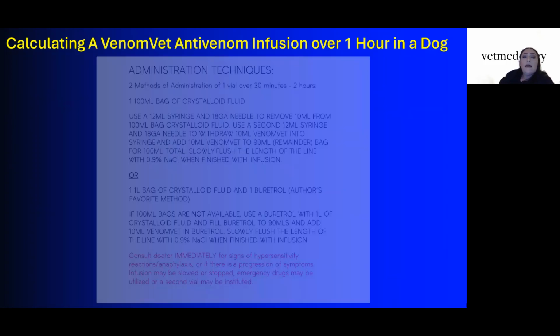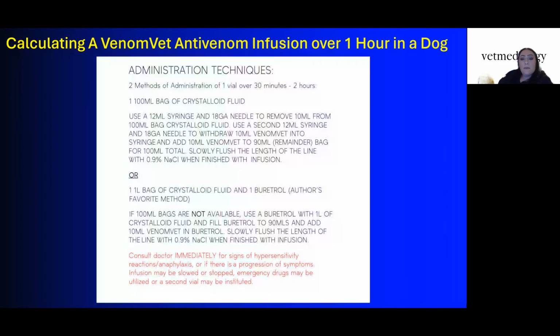All right, so how to calculate a VenomVet anti-venom infusion over 1 hour in a dog. So there's 2 methods of administration of 1 vial over 30 minutes and 2 hours. One is to utilize a 100 ml bag of crystalloid fluid. Use a 12 mil syringe and an 18 gauge needle to remove 10 mils from the 100 mils bag of crystalloid fluid. Use a second 12 mil syringe and 18 gauge needle to withdraw 10 mils of VenomVet into a syringe and add 10 mils of VenomVet to 90 mils, the remainder of the bag, for 100 mils total.